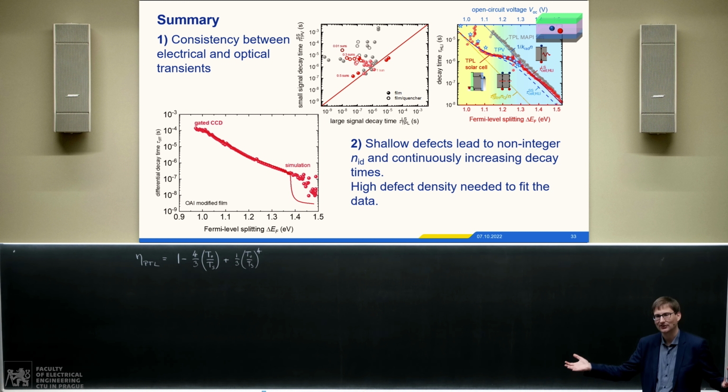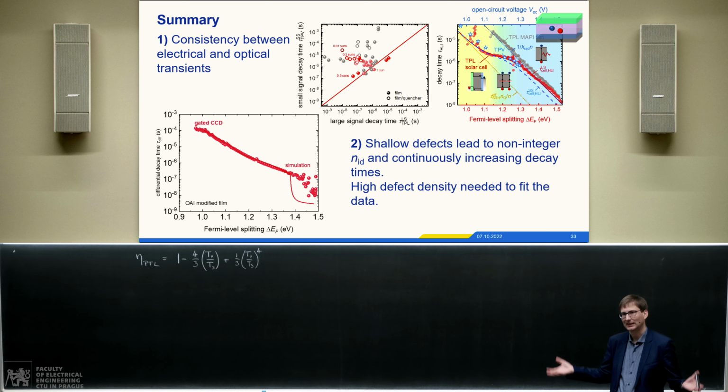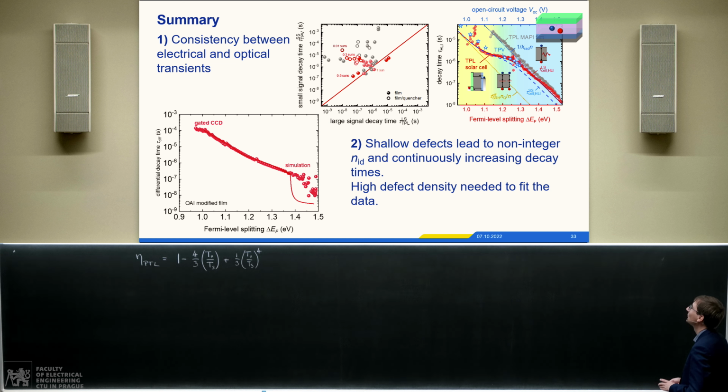So the information on the density of states, the information on the steady state data, and the information on the transients, and make a sensible picture out of it that we can use to explain recombination in these types of solar cells. Okay.